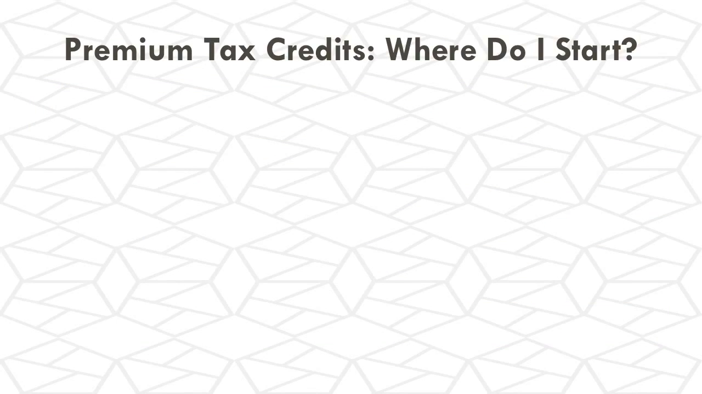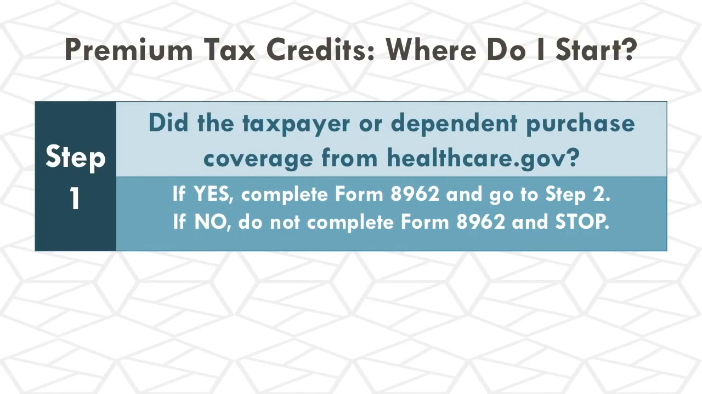So where do we start with premium tax credits? First, only taxpayers who purchased health insurance from healthcare.gov potentially qualify for the PTC. So if they did purchase from healthcare.gov, we're going to complete a Form 8962 in our tax software. If they did not purchase from healthcare.gov, then you do not need to complete this form because they do not qualify for the premium tax credit.